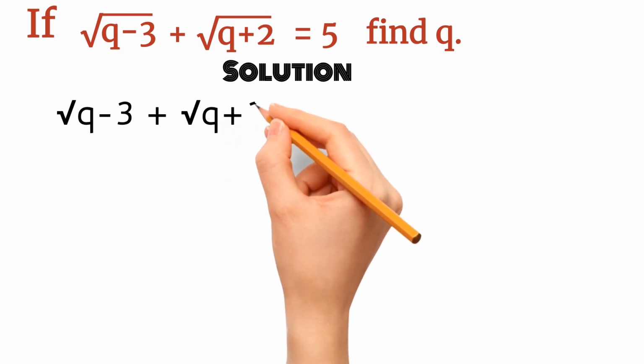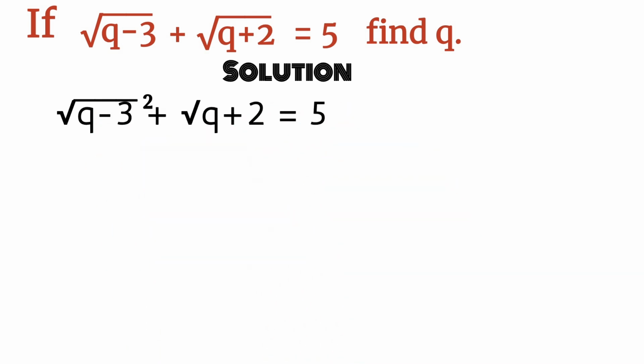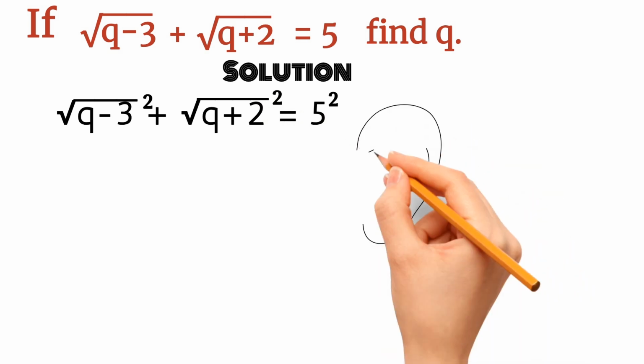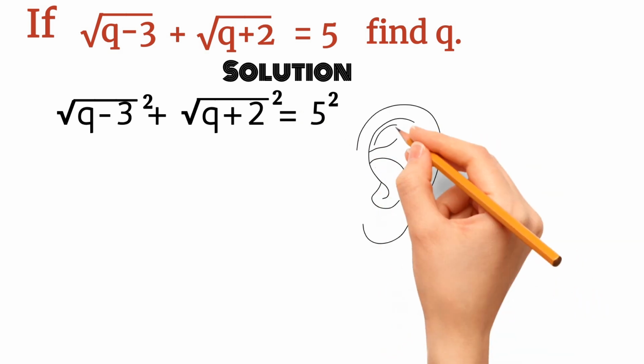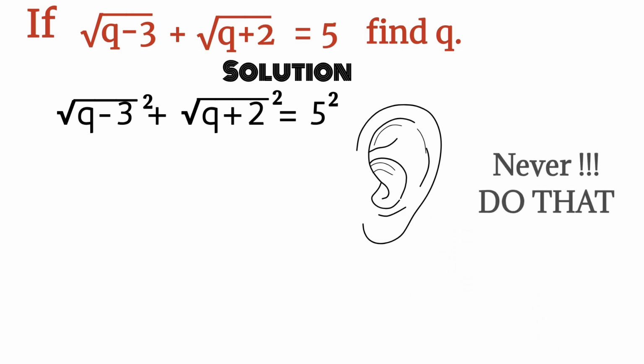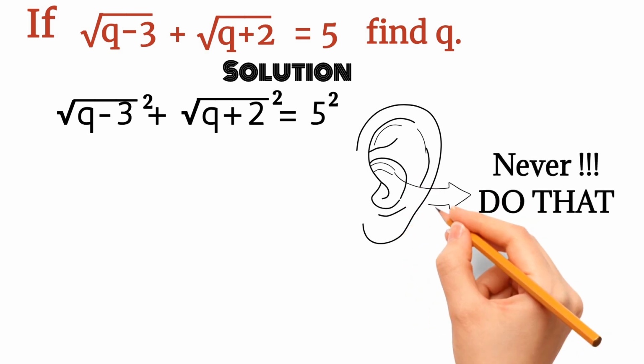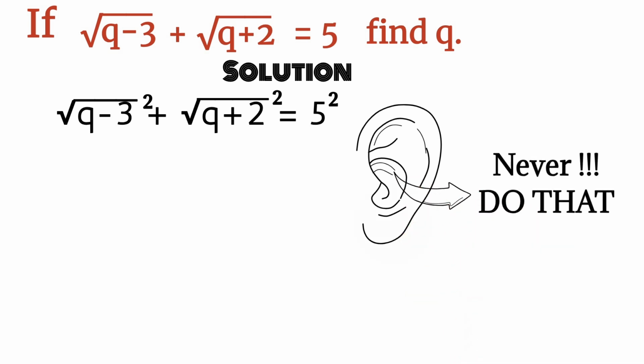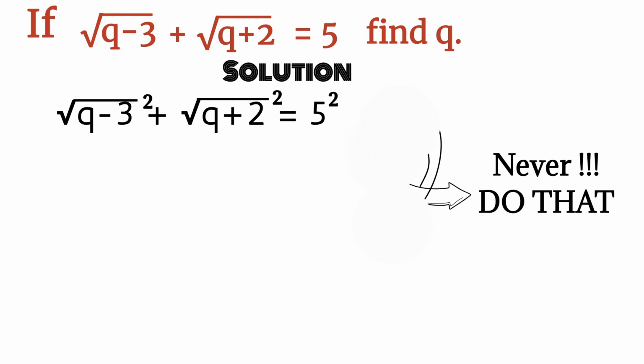Most students make this mistake when they are solving questions like this. They try to square both sides or square all sides so that they can cancel out the square root, but never do that. That's wrong. Never ever do that, okay? Let me explain the reason why you must not do that.